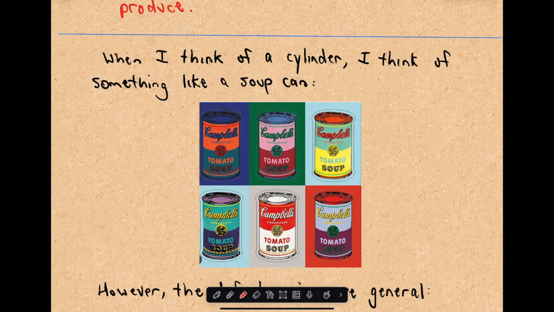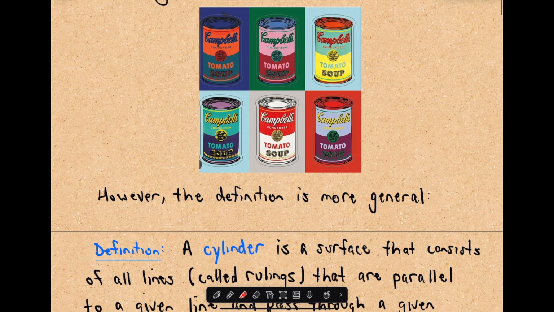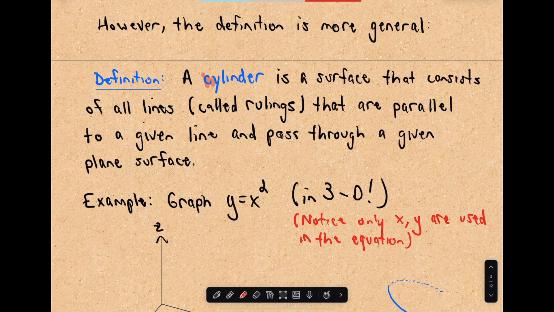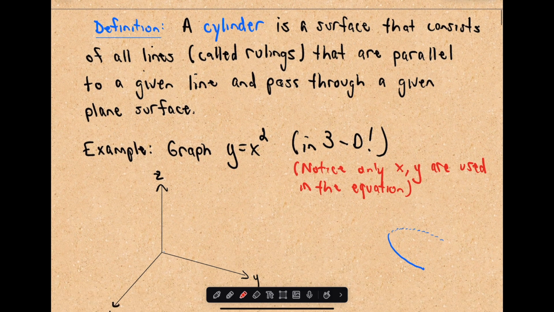Now in calculus, we think of something a little more generic, a little more general. So our definition here, real quick: a cylinder is a surface that consists of all lines, which are called rulings, that are parallel to a given line and pass through a given plane curve. So I want to look at an example. We'll graph one of these, and then we'll make some observations based on that graph.